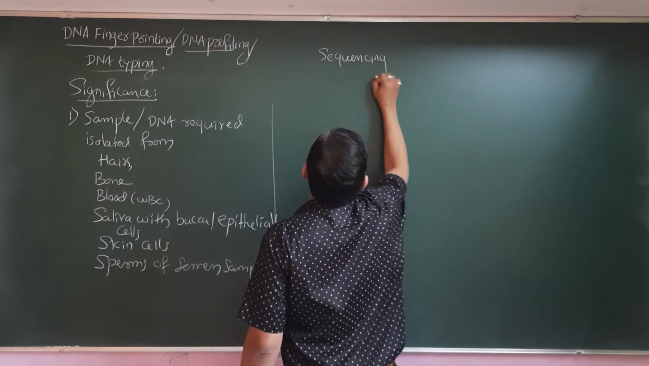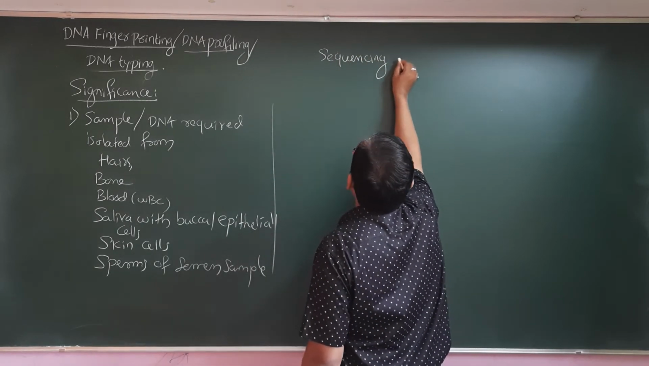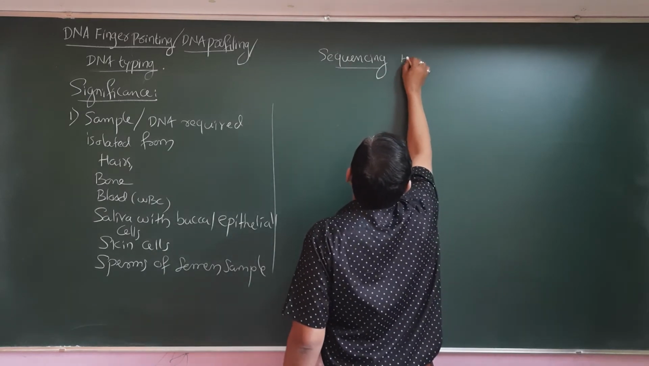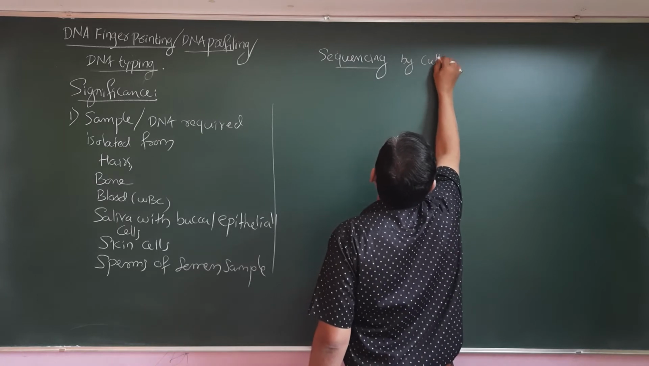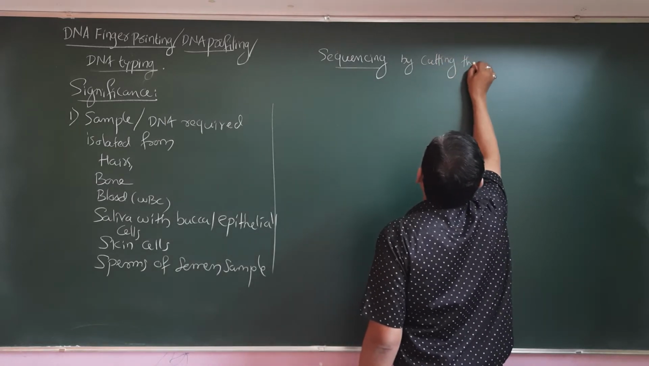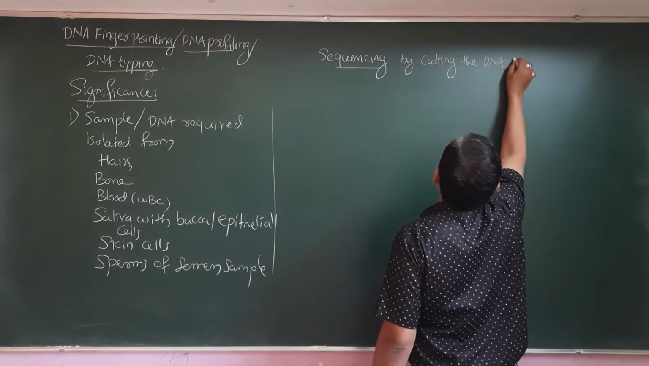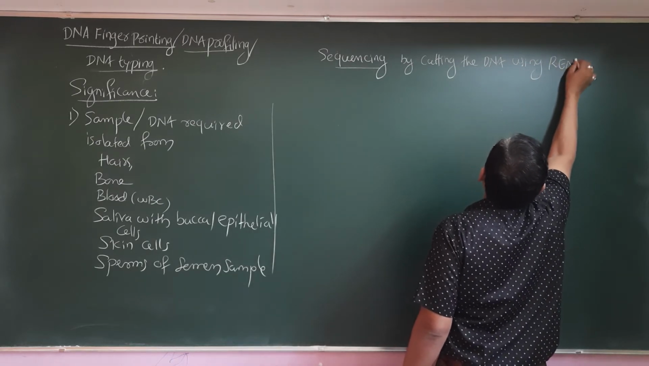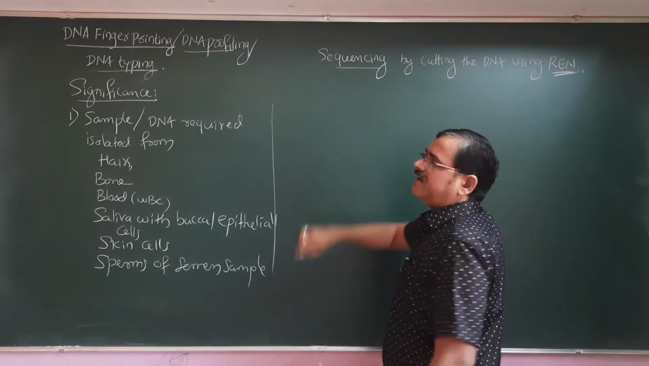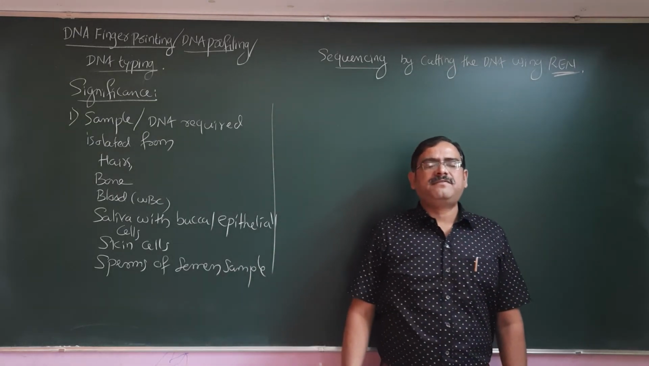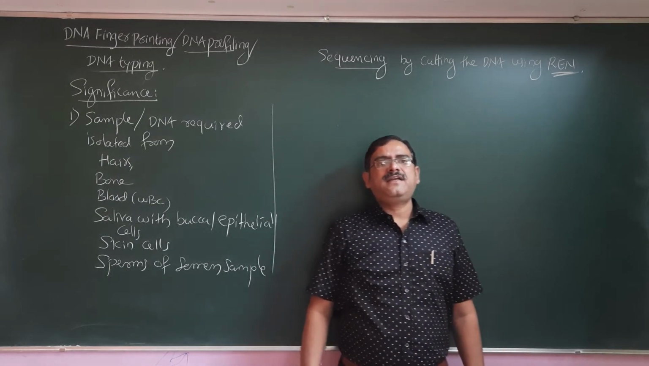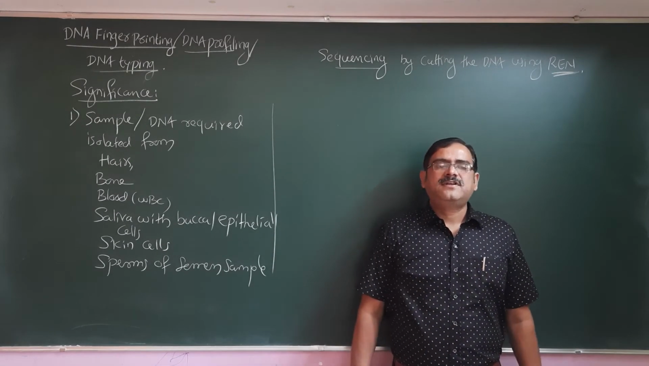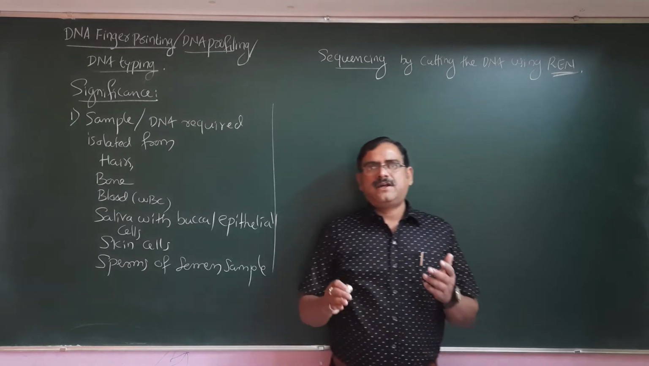Sequencing, as such, of the DNA is done by cutting the DNA using restriction endonuclease enzymes. They cut the DNA at particular or specific sequences. So the restriction endonuclease enzymes are used mainly to cut the DNA.